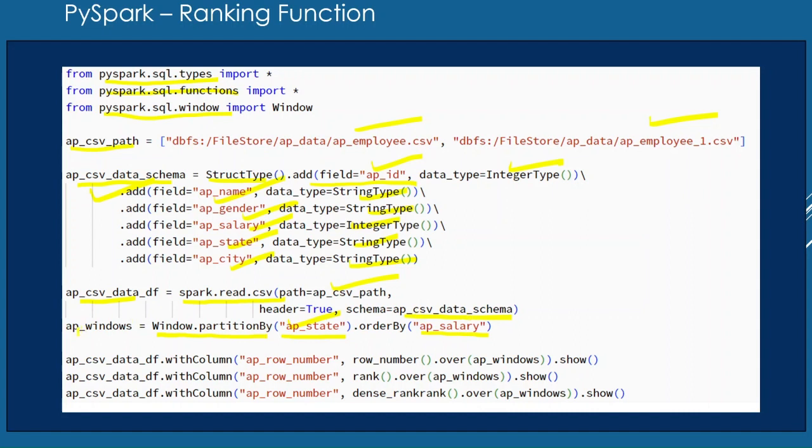Now when this window partition gets created, we are creating a new column with the help of the withColumn function. Here the row number column: we are calling the row_number function over this window partition. So for each partition it will provide a row number. I will show you how it works in Databricks.